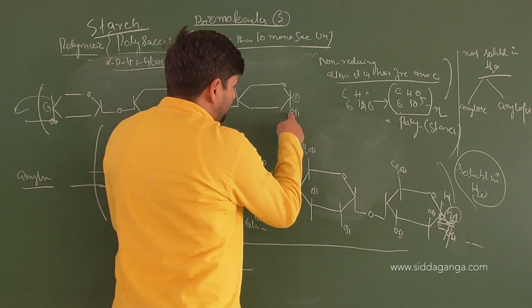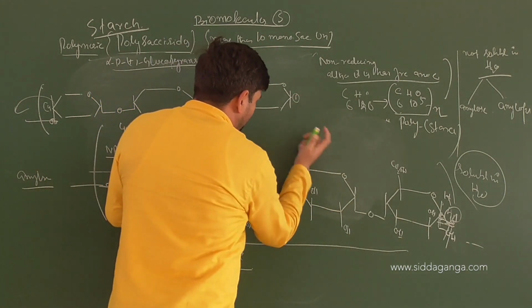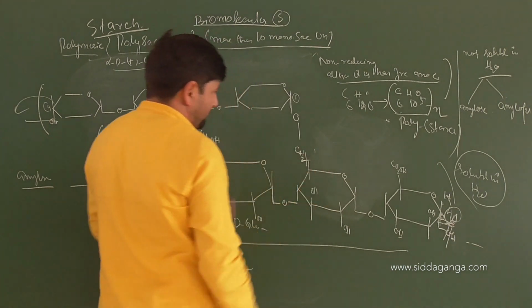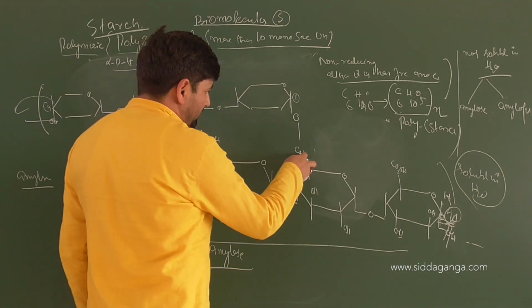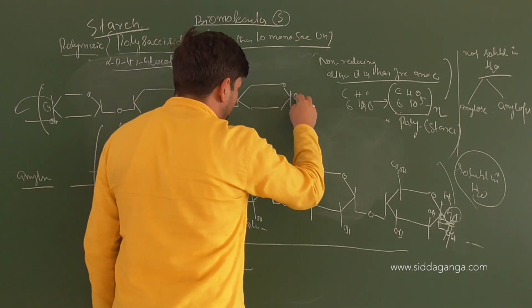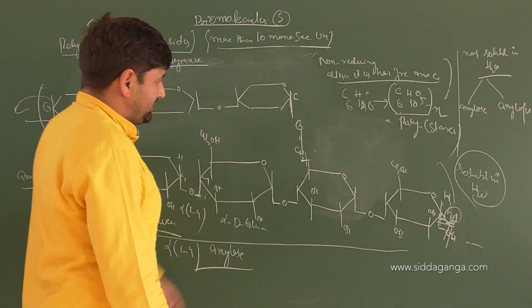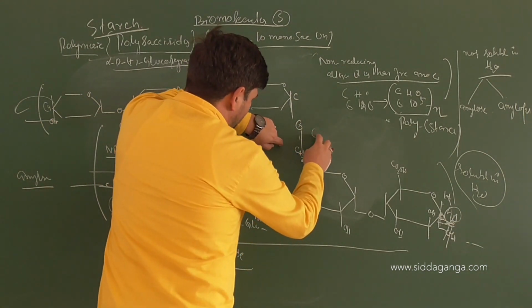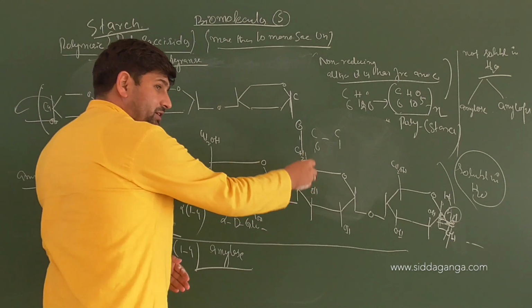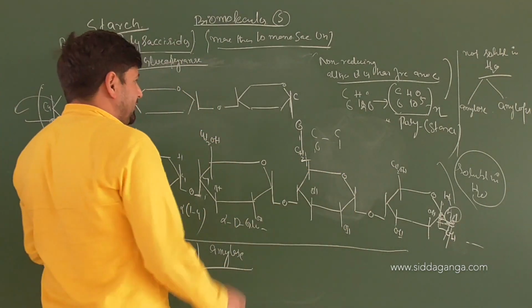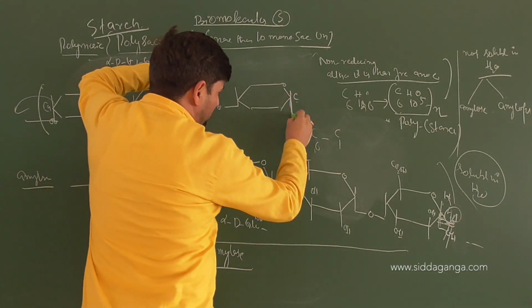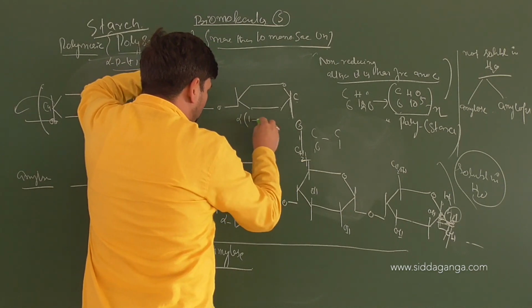So you have the CH2OH group and OH. What will be removed from here? Again, a water molecule will be removed. Once water is removed, the link will be between CH2 and oxygen. Carbon 1, 2, 3, 4. So what linkage do you have here? This is carbon number 1. Again, a glycosidic linkage, but this link is between carbon number 6 of one glucose unit of one amylose chain and carbon number 1 of another amylose chain. So this will be an alpha 1,6 link.